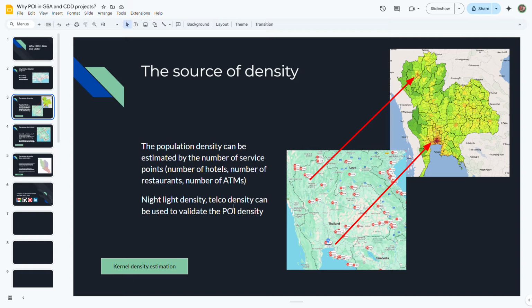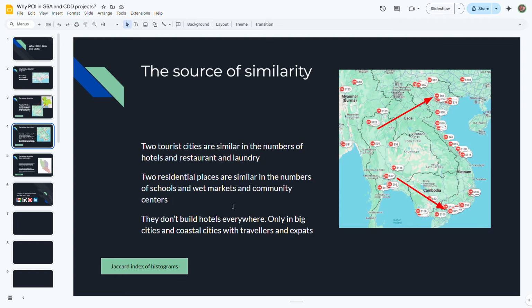So in the places with a lot of cell phones, we assume that they have a lot of people. But in the other one, we assume that we don't have people. Either we don't have people, or we have people but they don't have access to the internet, and also mobile phones as well. Okay. So that's the first one, and then we move into the second one, which is the source of similarity.